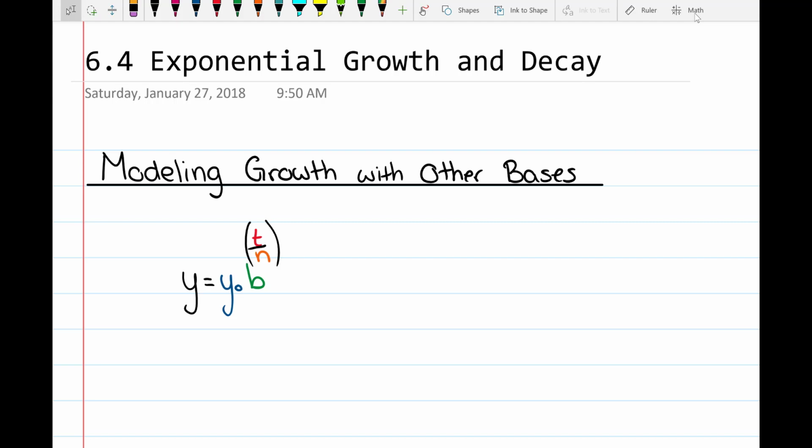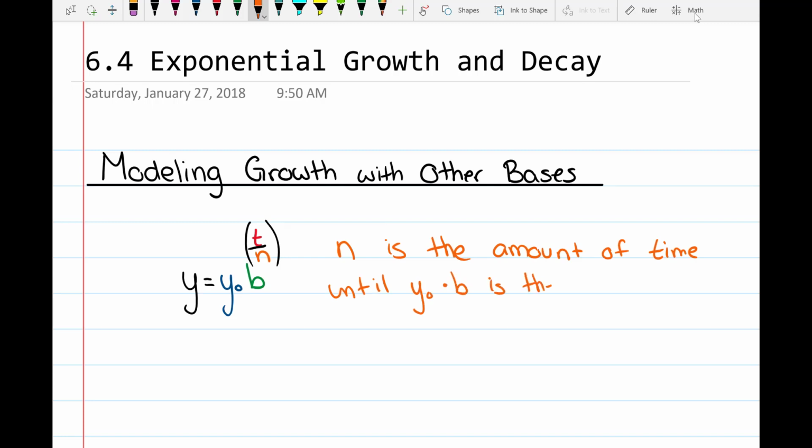Modeling growth with other bases. Sometimes the exponential function e to the x is not a very good approximation for the growth of a certain population. So this is where this next formula comes in handy. Y equals y naught times b, which is our base, to the power of t divided by n. And this is where n is the amount of time until y naught times b is the desired growth. So what this means is n is 5 years, 30 days, whatever the problem tells you.